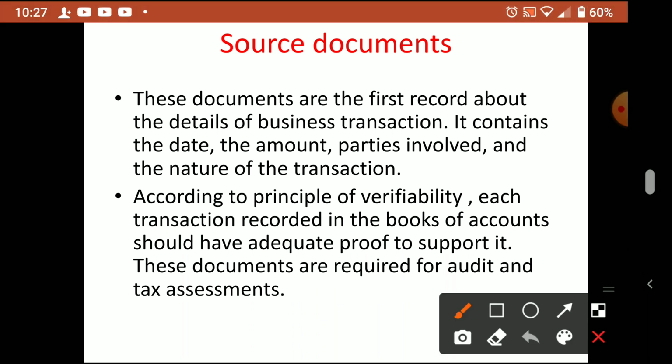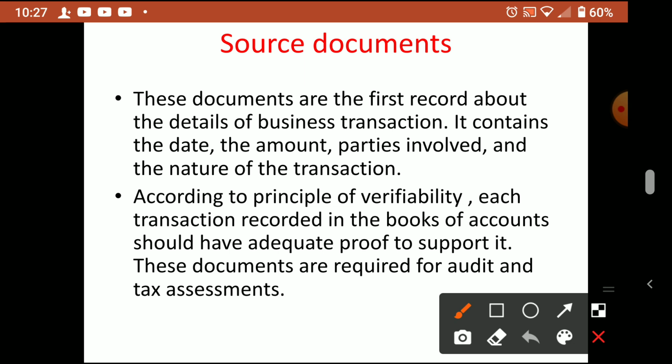These documents are the first record about the details of a business transaction. Whenever any business transaction happens, first you can go and check the source documents. Suppose you sold goods, some evidence will be there, some receipt, some paper regarding the sale of goods. If you purchase a machine, or you paid salary, that salary slip will be available. Some documents or papers will be available to support that transaction. That is known as source documents. These documents are the first record about the details of the business transaction.